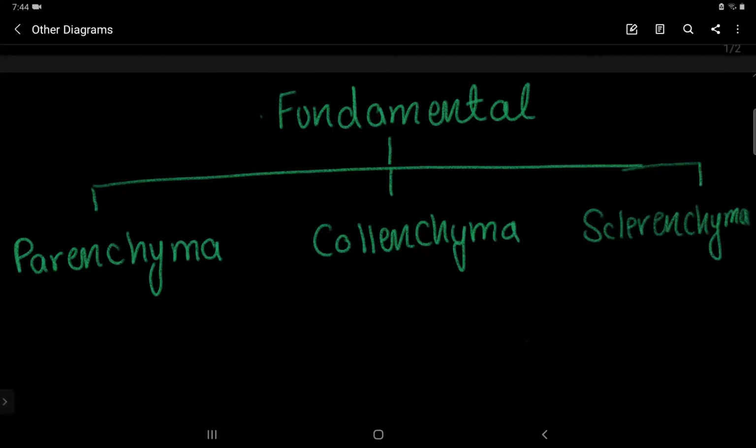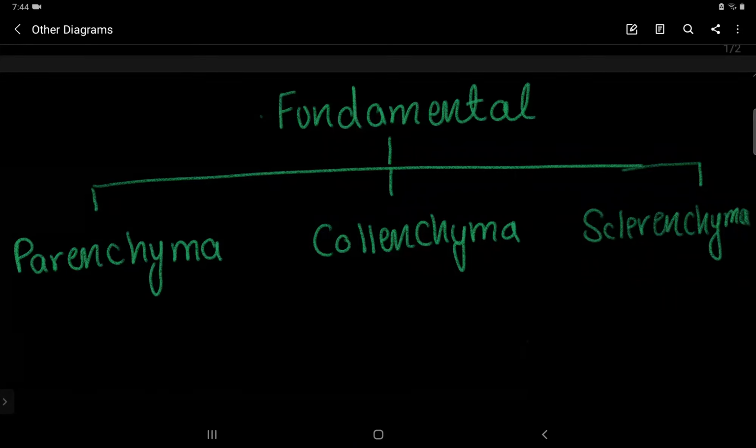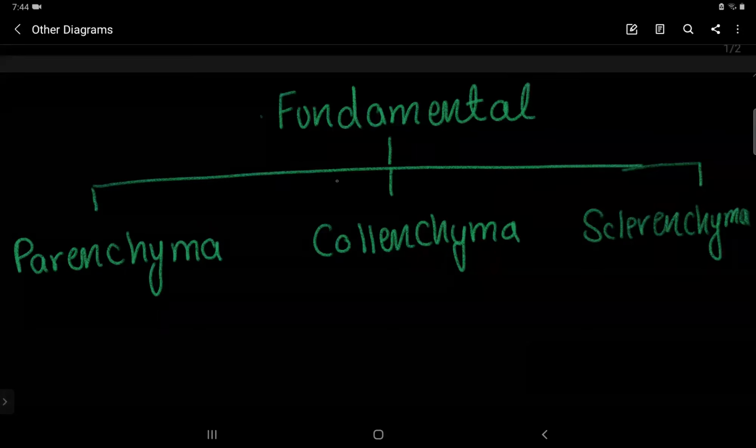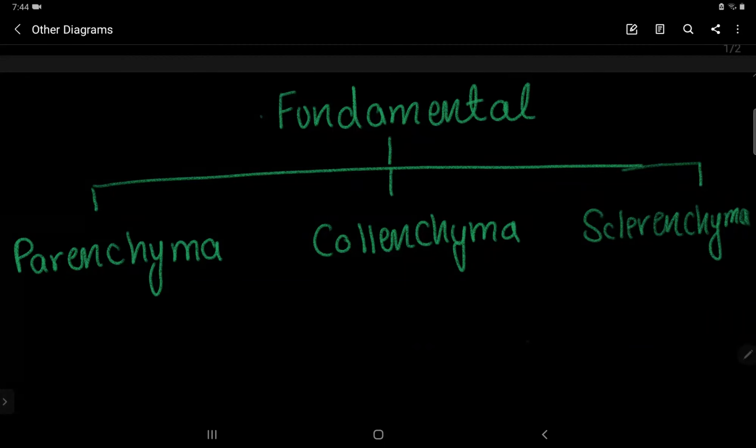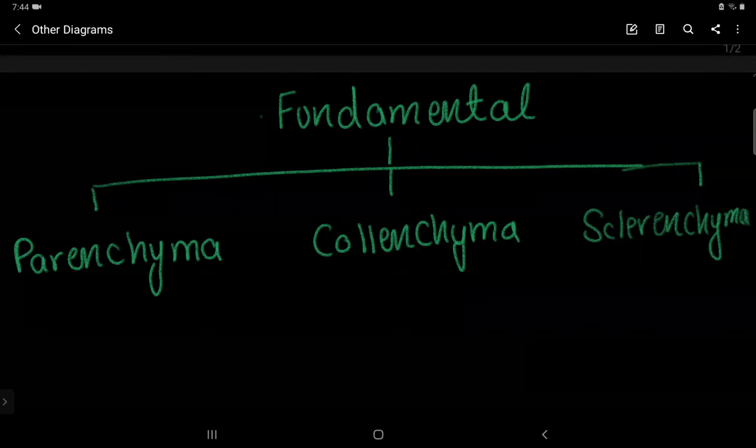Now first let's start with the fundamental permanent tissues. The fundamental permanent tissues are divided into three parts: parenchyma, collenchyma, and sclerenchyma. Fundamental tissues are the tissues which provide support to the plant. They are also called simple tissues because they are made up of the same type of cells throughout the tissue. There are three main types of fundamental tissues, just like I told you. Now, let's see the meaning of each one along with their functions.